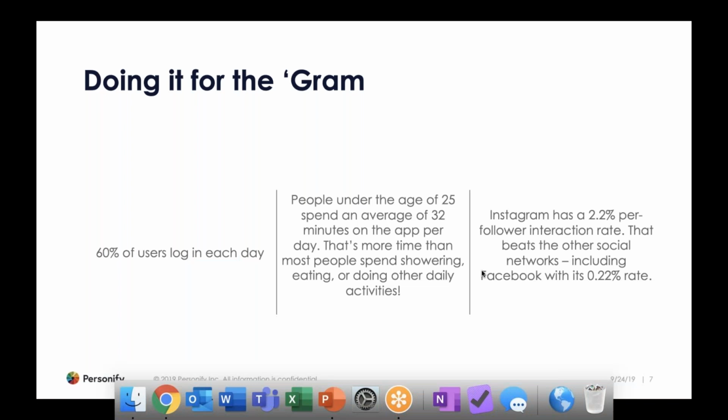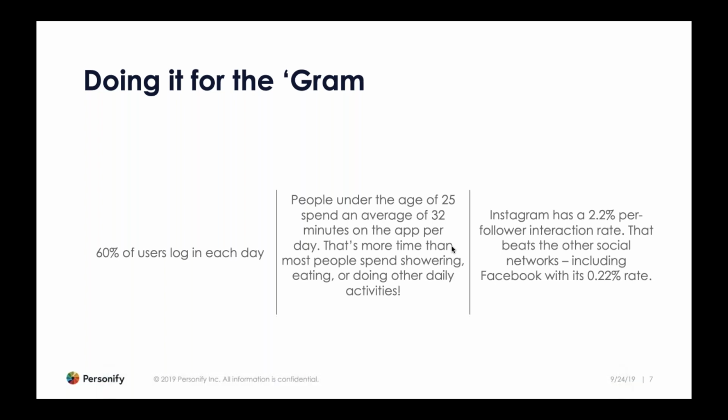And more importantly, Instagram has a 2.2% per follower interaction rate. That beats other social networks, including Facebook, which I know is very popular with nonprofits, but Facebook only has a 0.22% interaction rate. People are engaging more on Instagram, at a rate of 2.2% according to a report from Forrester. So it's free, easy to get started. You have a lot of constituents already there, and they're not only there consuming your content, they're engaging with your content, which is really what you want to see.